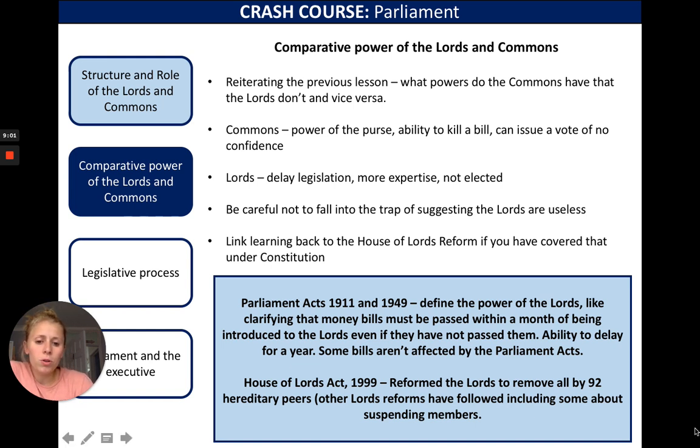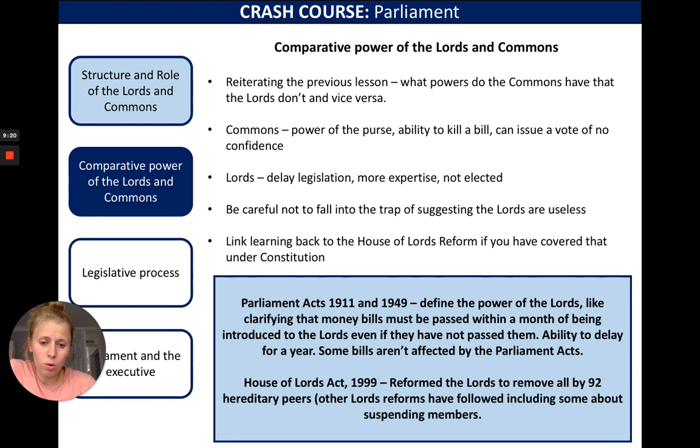In the blue box at the bottom there, I've got the Parliament Acts that make the Lords who they are today. So the 1911 Act and the 1949 Act. They define the power of the Lords, like clarifying that money bills must be passed within a month. They talk about the ability to delay for a year. Some bills aren't actually affected by the Parliament Acts, but for the most part they are.